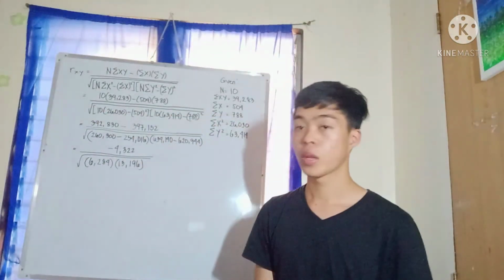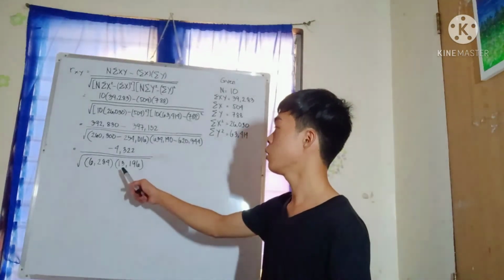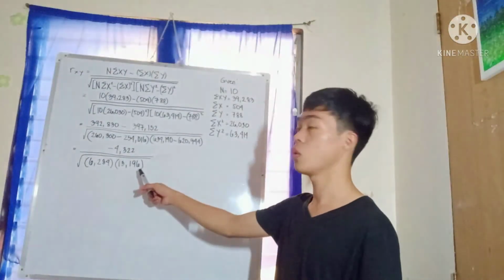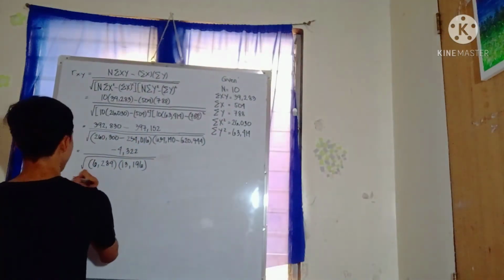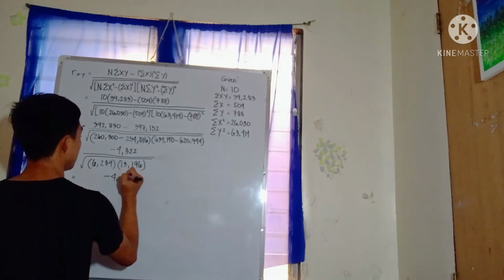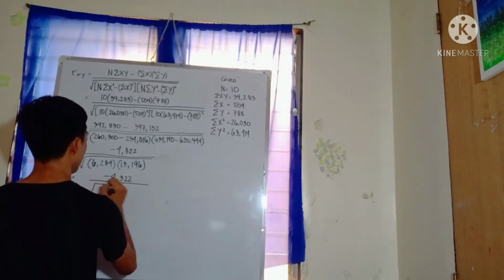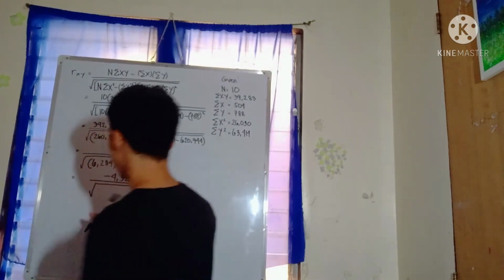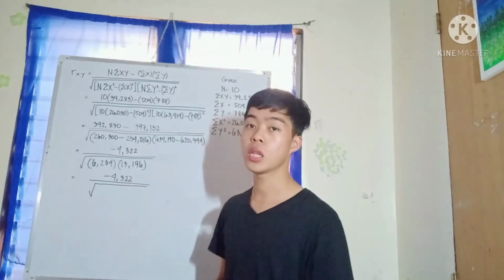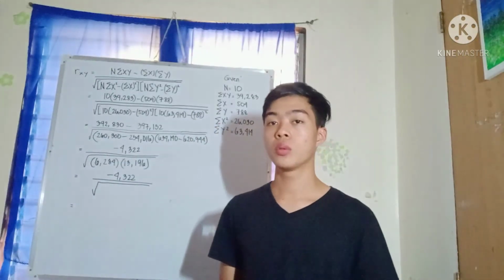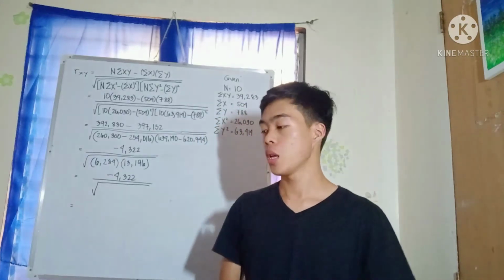Okay. After that, we will multiply 6,284 times 13,196. So we will just copy negative 4,322 over the square root of. So 6,284 times 13,196 is equal to 82,923,664.